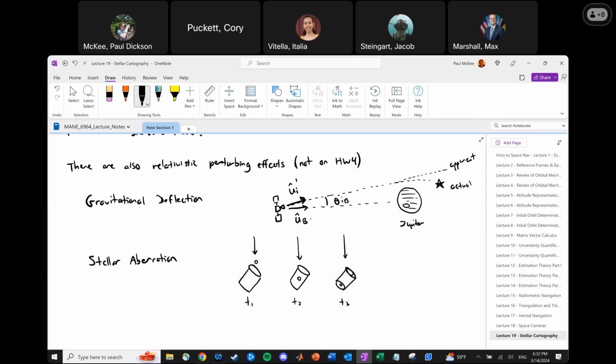Now, we know darn well that incoming starlight is this way. But you just got a photon on one of your pixels, and your camera was pointed this way. So I'm going to write that as UI double prime. So what gives? This is caused by your instrument velocity.